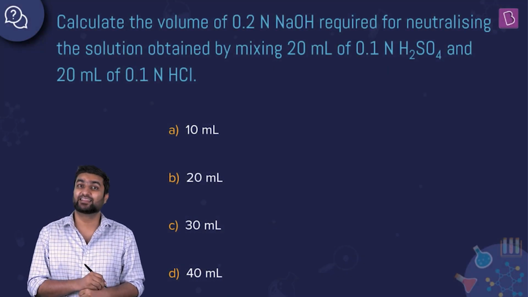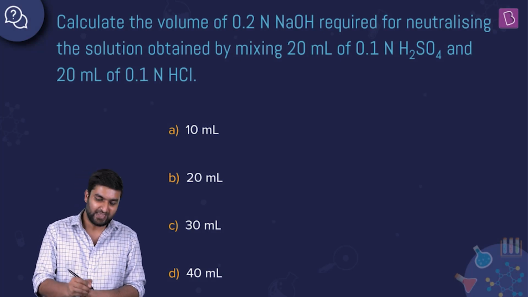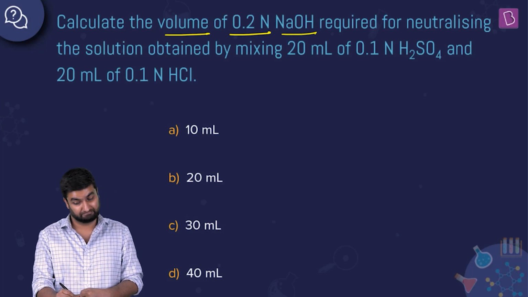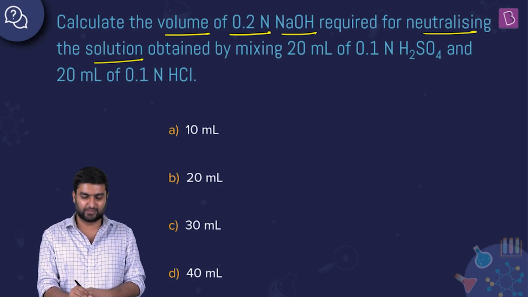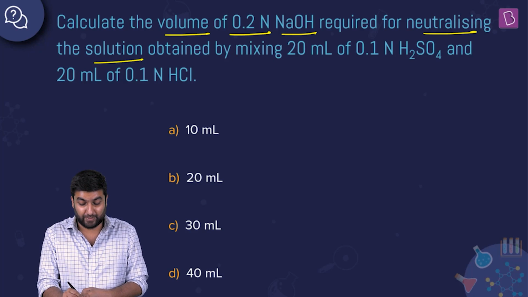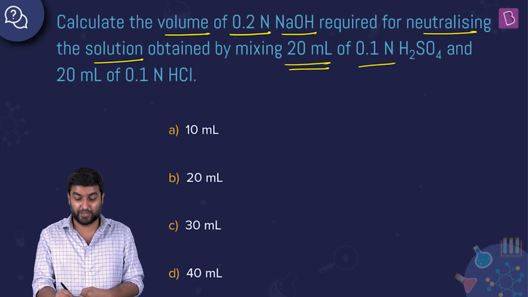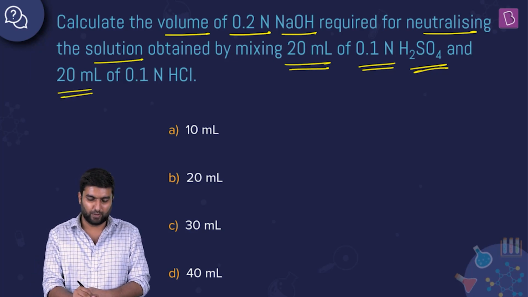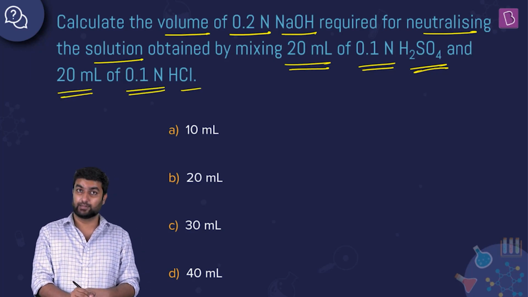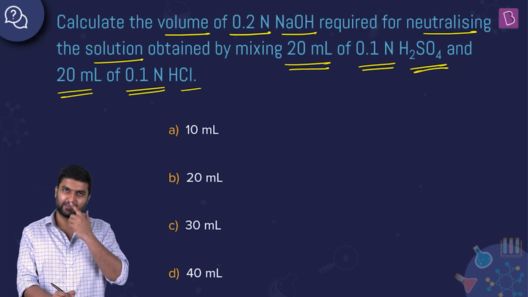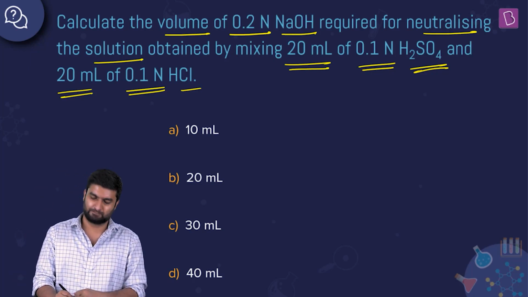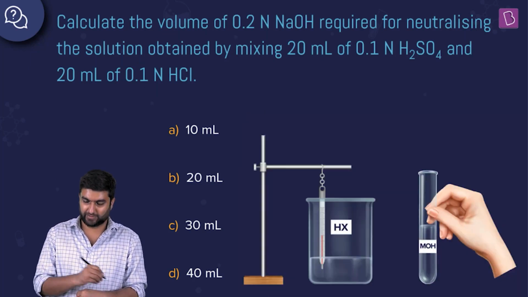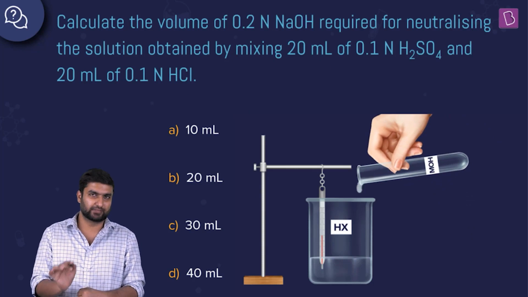All right, let's look at this question. Let's see what we have. It's saying calculate the volume of 0.2 normal NaOH required for neutralizing the solution obtained by mixing 20 ml of 0.1 normal H2SO4 and 20 ml of 0.1 normal HCl. Okay, cool. What are we going to do now? So, we have these volumes here. Let's proceed. We are talking about neutralization first of all.